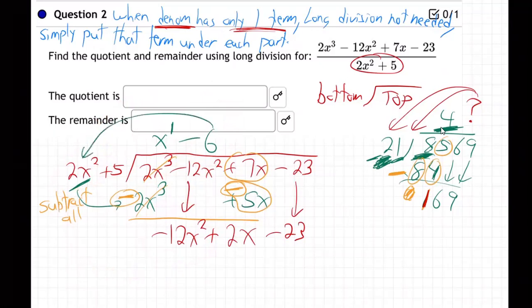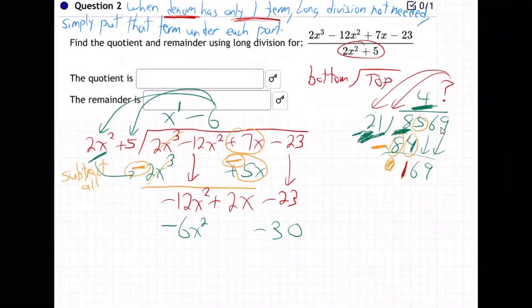So negative 6. That's exactly right, because it's got to be the same sign. It is negative, because negative 6 times 2x squared makes negative 12x squared. And then it also multiplies the other guy, remember? That'd be negative 30. And I'm going to write that negative 30 down here because it's got to be in the plain numbers column, doesn't it? Good so far. Draw your line. Now, what are we going to do? Subtract all.